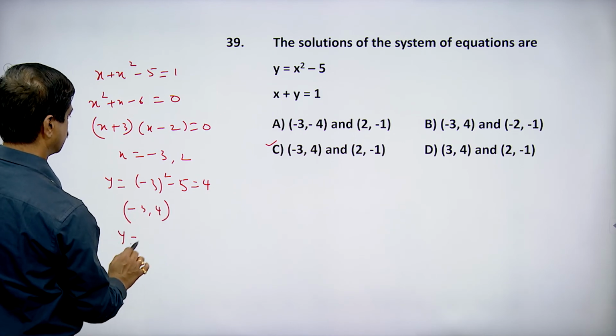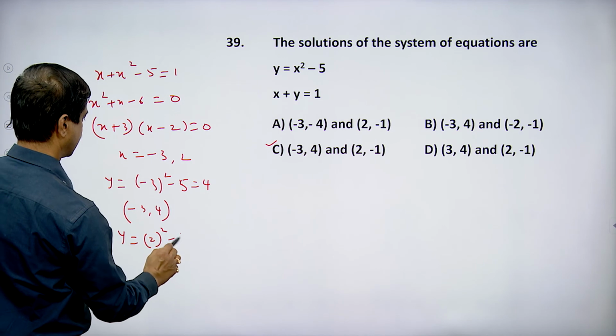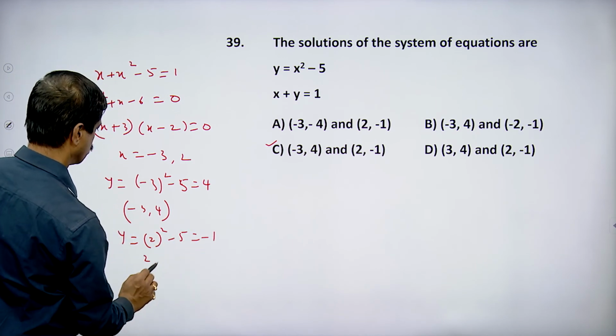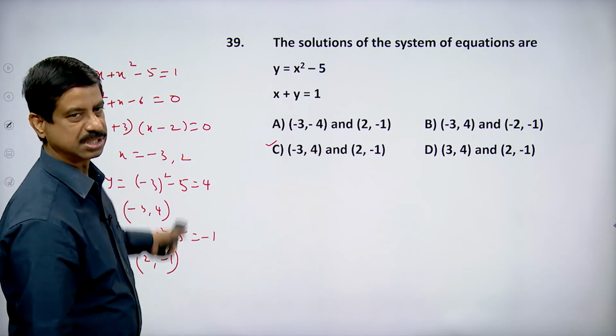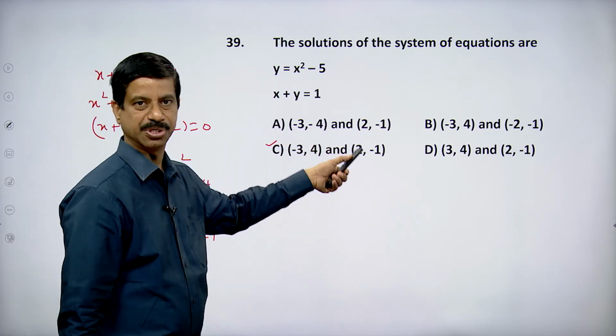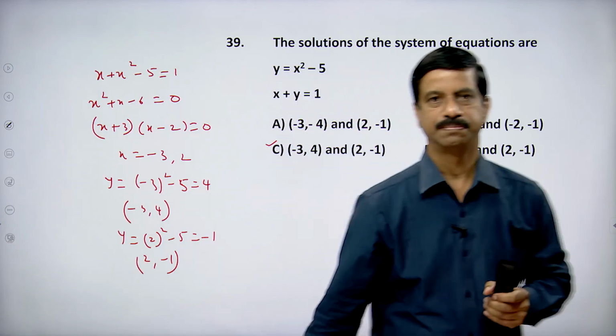Now, y equal to 2 square minus 5, that is minus 1. So 2 comma minus 1 is another point. So this is the regular method. This is by substitution method. Please note it fast, quick.